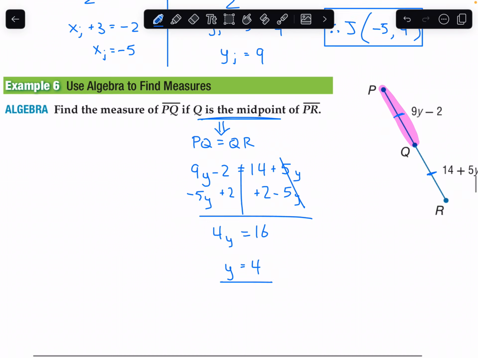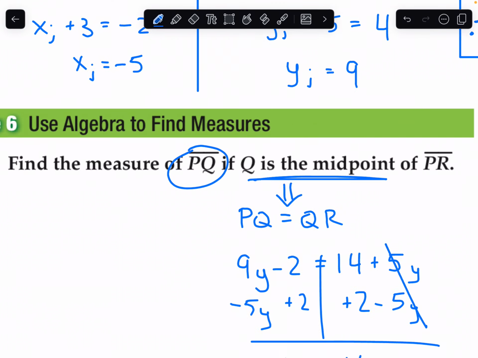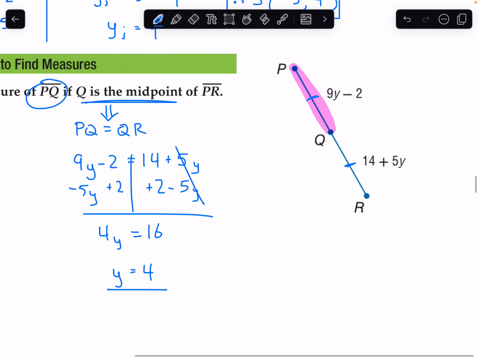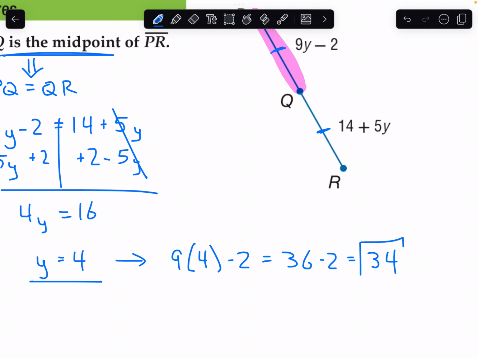We are looking for the measure of segment PQ. PQ is represented by 9y minus 2, so I'm simply going to substitute that in. 9 times 4 minus 2. 9 times 4 is 36. Minus 2 leaves 34. Final answer.